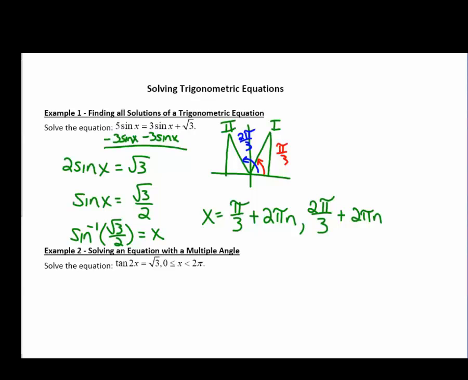Now remember that we use 2 pi because that is the period for the sine function. If we were looking at a cosine function, we would also use 2 pi n. But if we were looking at a tangent or a cotangent function, we would just use pi n because its period is just pi. All right, let's take a look at example number 2.